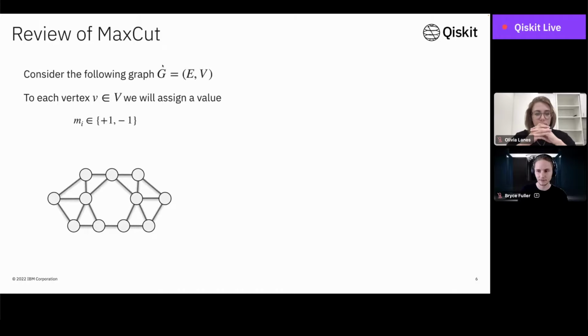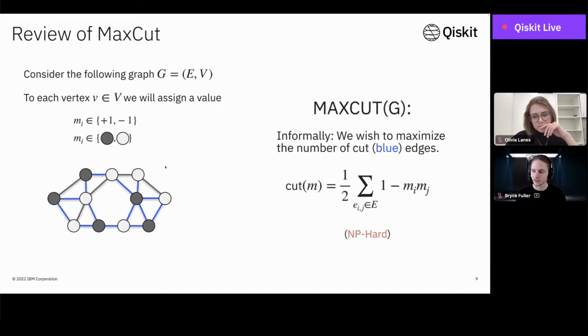The idea is you have some graph, which we define as a set of edges and vertices. These nodes are vertices and there are edges between them. I'm going to have some binary values, m_i, that I'm going to be assigning to these nodes. We're going to have them be plus or minus 1, but sometimes people have these be 0 and 1. For the sake of visualizing this, we can really just consider these to be colors. We're going to color our nodes into two sets. What MaxCut cares about is looking at the edges that connect nodes of a different color. Informally, the way you could state the MaxCut objective is that we want to figure out a way to color each of these nodes such that the number of blue edges is maximized.